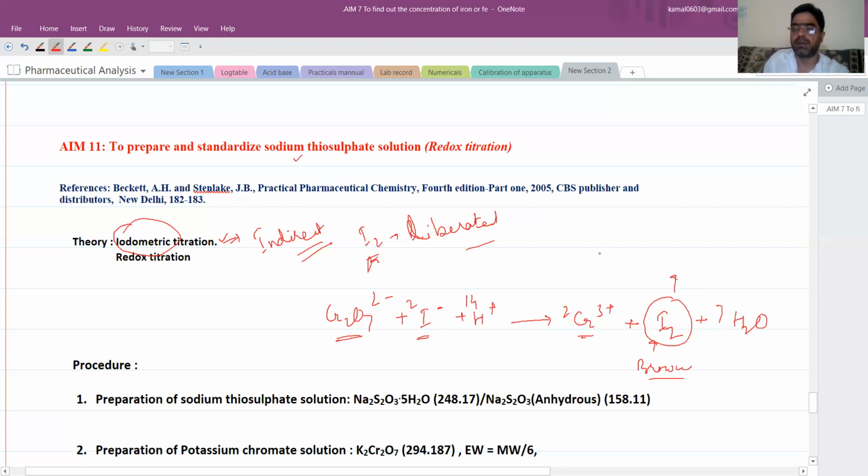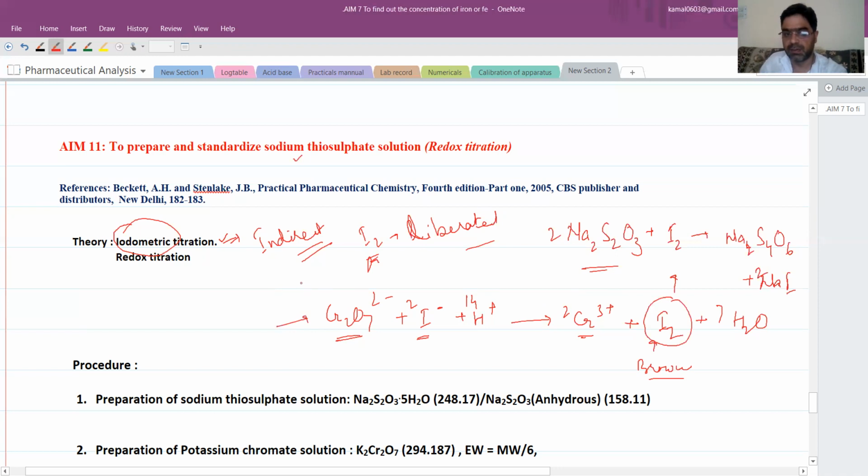This liberated iodine will be titrated with the help of sodium thiosulfate, Na2S2O3. This is sodium thiosulfate. It will be titrated with iodine, so it will form the tetrathionate, that is Na2S4O6, sodium tetrathionate, and it will form NaI, that is sodium iodide, two molecules of sodium iodide, and two molecules of sodium thiosulfate are going to participate. So this is the theory behind that.